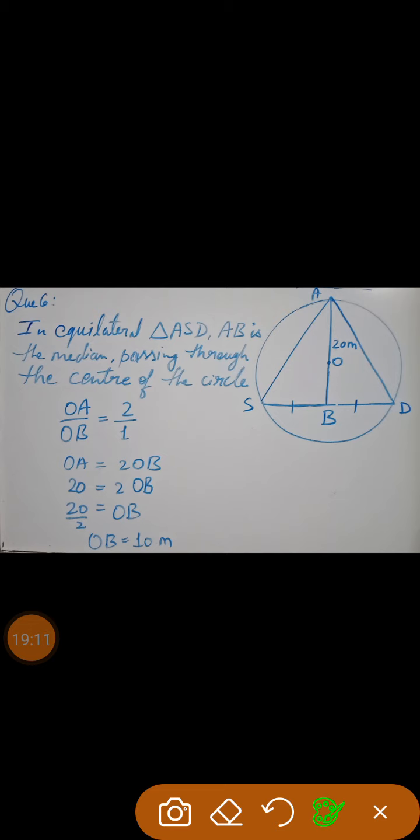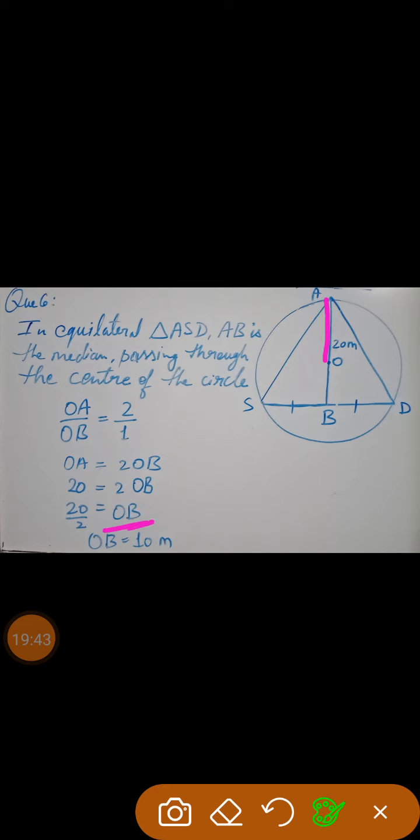Now we are doing the cross multiplication. OB multiplied by 2 will be 2OB, and OA multiplied by 1 will be OA only. So OA is equal to 2OB. The length of OA we know because OA is the radius of the circle, and the radius is given as 20 meter. So in place of OA we are writing 20.